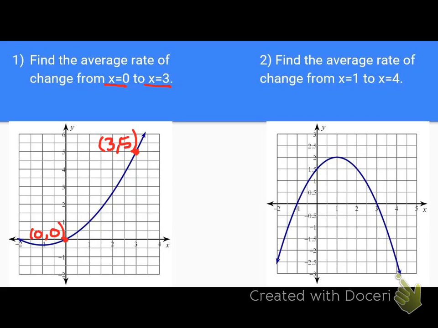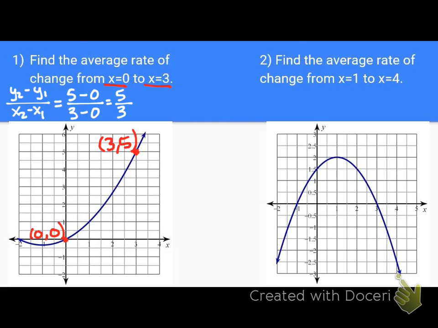Now I'm going to calculate the slope between these 2 points. I could always use the counting method, counting the boxes up and over like you would for a line. But I'm going to go ahead and use the formula. So I have y2 minus y1 over x2 minus x1. I'm going to plug in my values now. y2 is 5 minus y1 is 0, divided by x2 is 3 minus x1 is 0. Subtracting, I get 5 over 3. And that is my final answer.